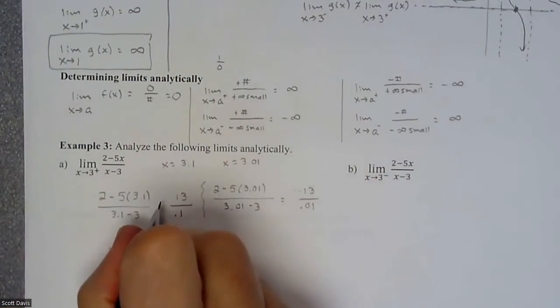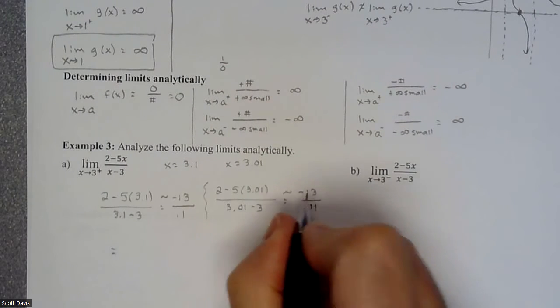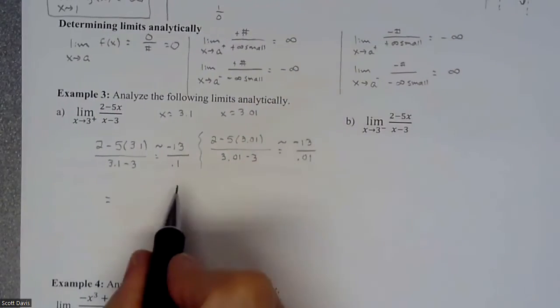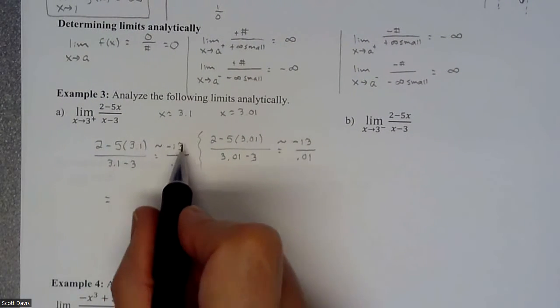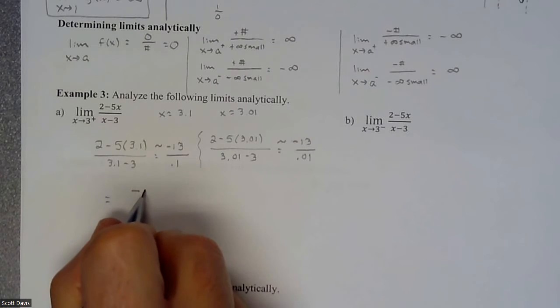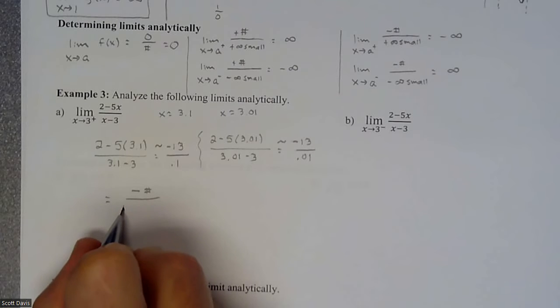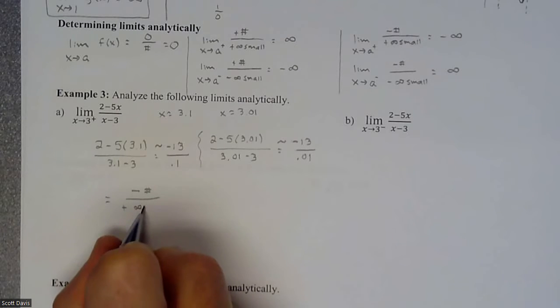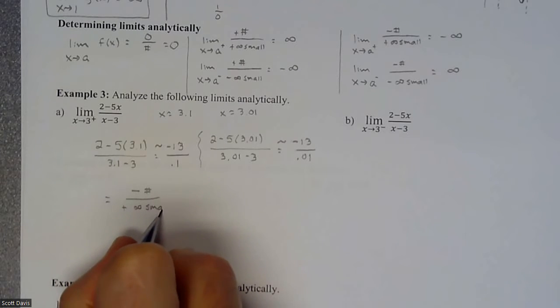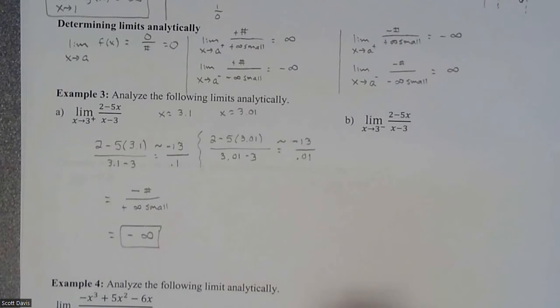Squeeze that in, so it's about negative 13, about negative 13. Right, so you have a negative value divided by a positive value that's getting infinitely large. So overall, you're talking about a negative number in the numerator divided by a positive infinitely small in the denominator. So overall, that side would be approaching negative infinity.